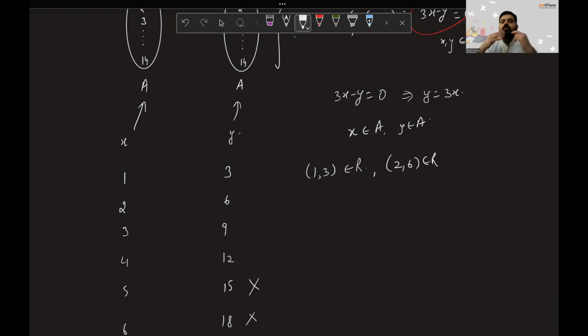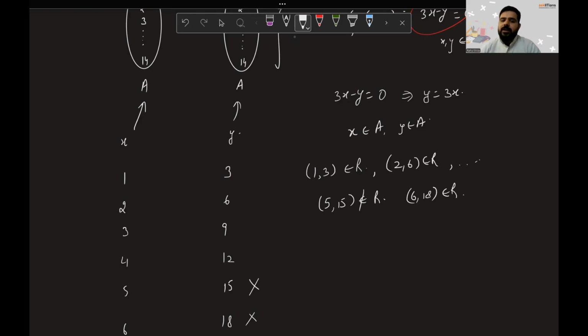I'm just showing you how we can write whether an ordered pair belongs to a relation or not. So dot dot dot, something in this way. And similarly, we can say 5 comma 15 doesn't belong to the relation R. Similarly, 6 comma 18 doesn't belong to the relation R. This is also a way of writing.